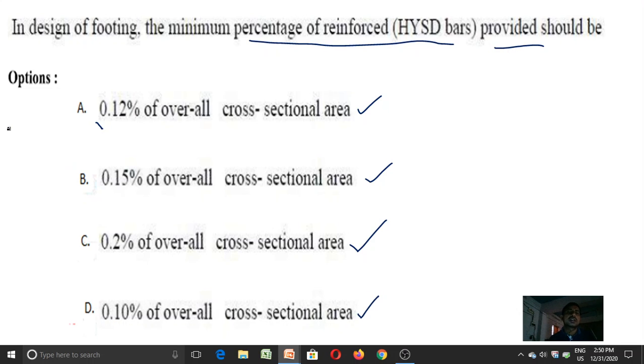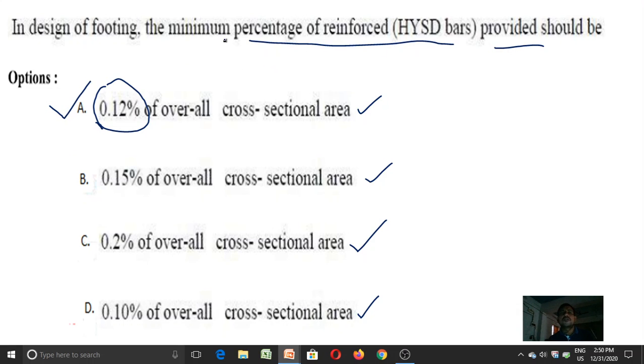According to IS 456:2000, when you are using HYSD bars as a reinforcing material, the minimum percentage of steel to be provided is 0.12% of overall cross-sectional area. That is, for this question, option A is correct.